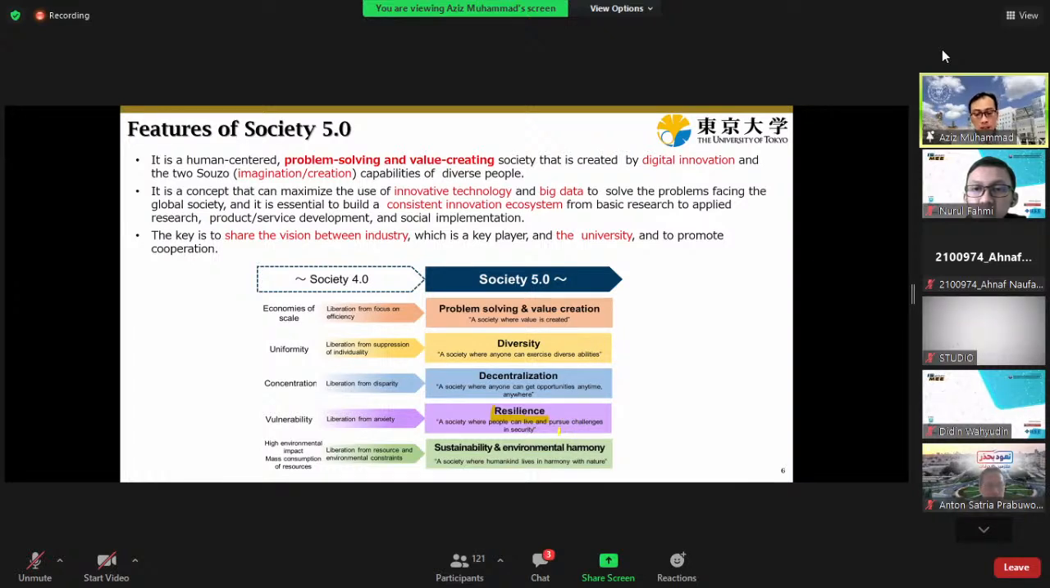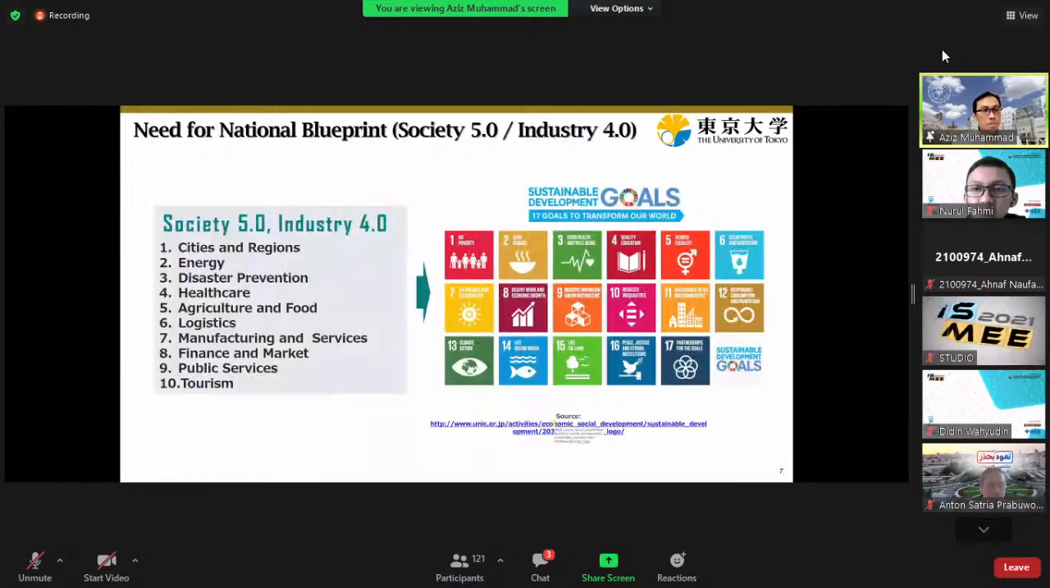And okay, I think when we are dealing with industry 4.0 and society 5.0, everything should be targeted in accordance with the SDGs, or Sustainable Development Goals, issued by the United Nations. But for the Indonesian case, I think we have focused on 10 fields, especially cities, energy, digital, cultural, logistics, and finally tourism also.